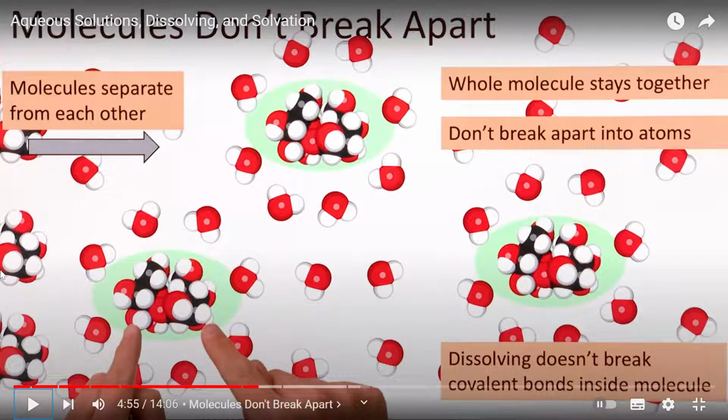So the molecules separate from each other. What do the whole molecules do? Stay together. Why? Because the covalent bonds keep it together. And remember, covalent bonds are very strong, so they hold that molecule together. So it does not break apart into atoms. What are we breaking when that sugar is dissolving?